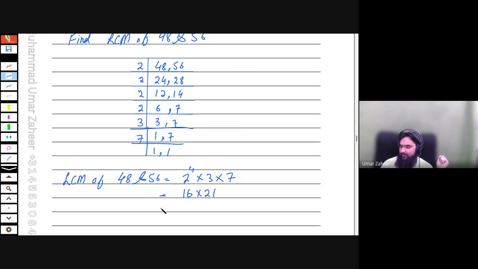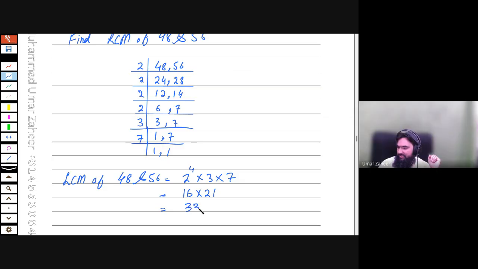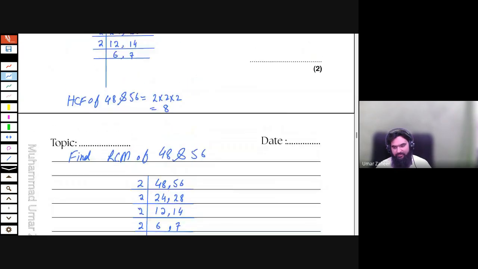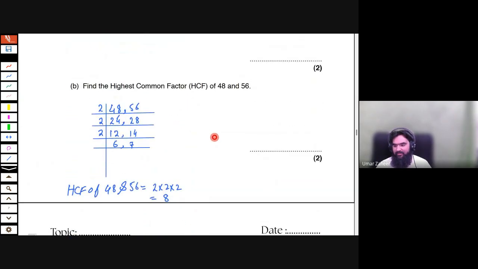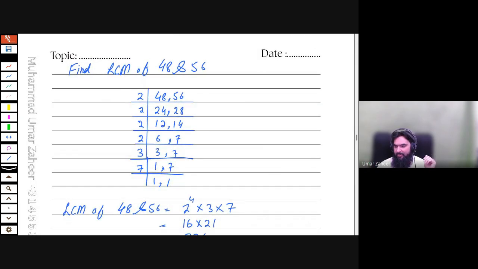Please multiply them. What will you get? Sir, 336. 336. So 336 is the LCM of 48 and 56. Look at here. What is the difference between the methods of both of them? If you are finding the HCF, you will divide till both numbers are no longer divisible. And in LCM, you have to divide till both numbers become 1 and 1.